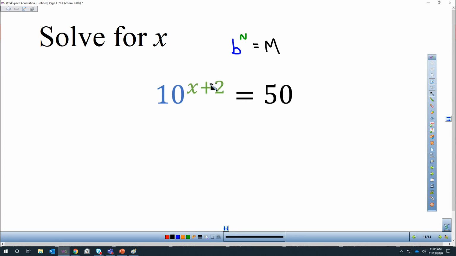So that's a little weird, right? It's not just one thing, but it's an entire expression. And then we have our m, which is going to be our 50. So I can rewrite this using logs as log base 10 of 50 equals x plus 2.